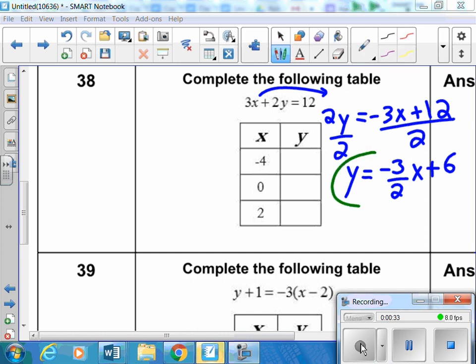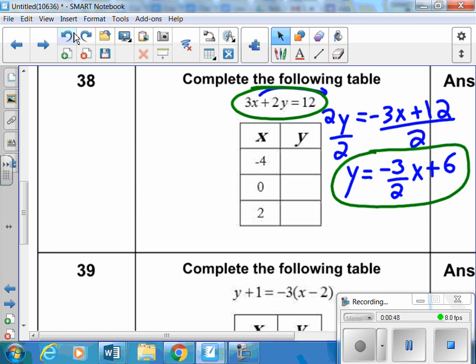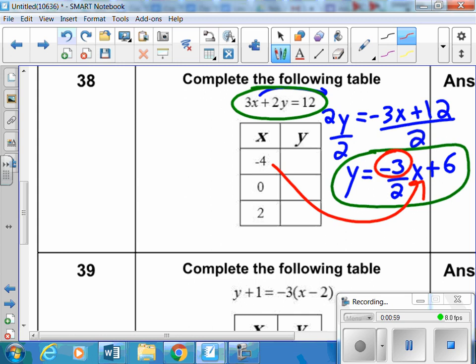So we are going to use this equation instead of this equation because all we'll need to do here is plug a number in for x, calculate it out, and we'll get something out for y. So let's start by plugging in negative 4. If I plug negative 4 in for x, negative 4 times negative 3 is positive 12. 12 divided by 2 is 6. So now we have 6. Then you bring this 6 down, so we'll add 6, and we get 12. So we plug in negative 4, we get out 12.